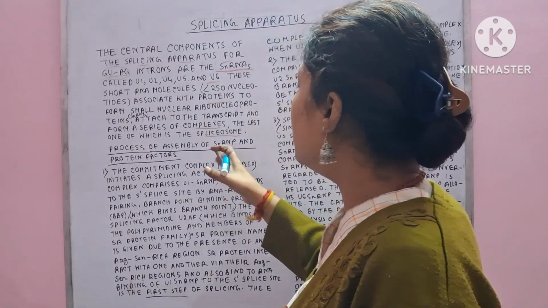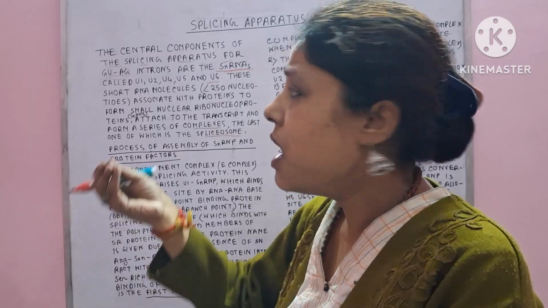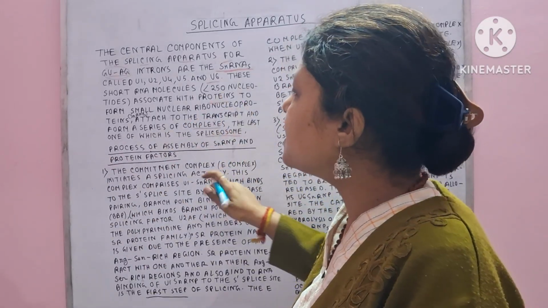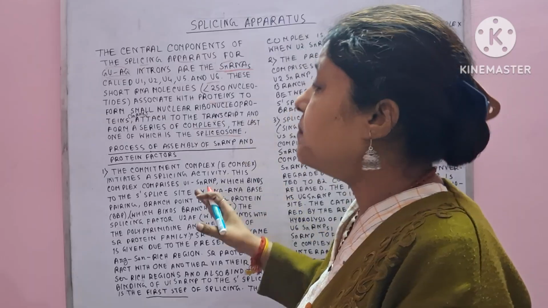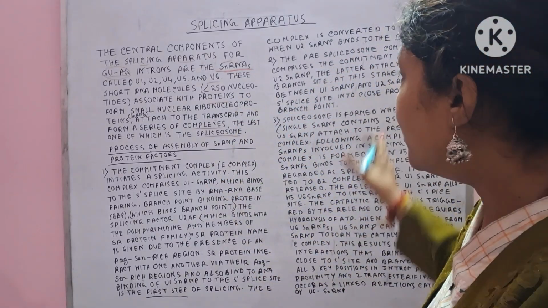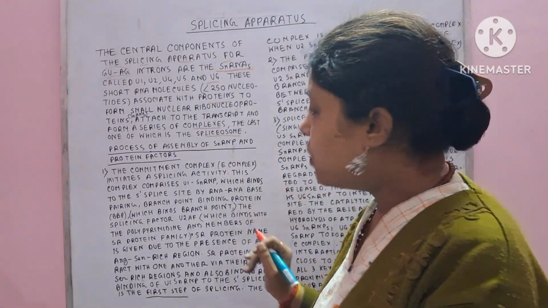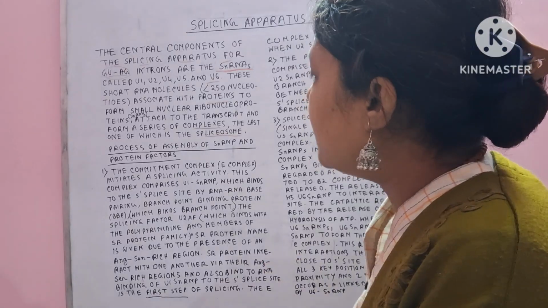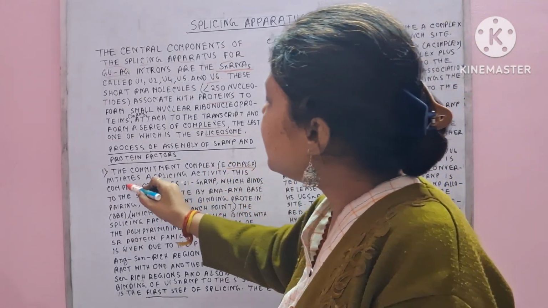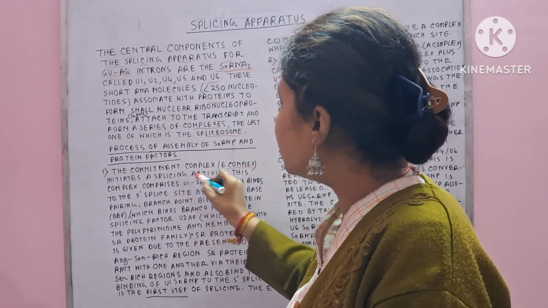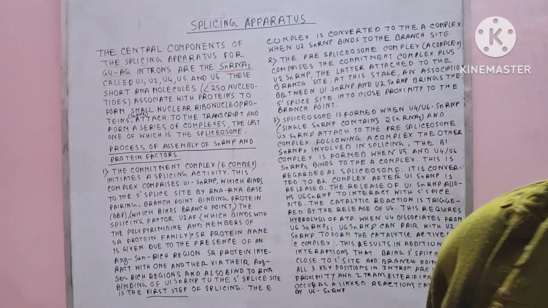Next, the process of assembly of snRNP and the protein factors. How the assembly of the small proteins and the protein factors occurs is described in the following points. So the first point is that the complex called the E complex initiates splicing activity.